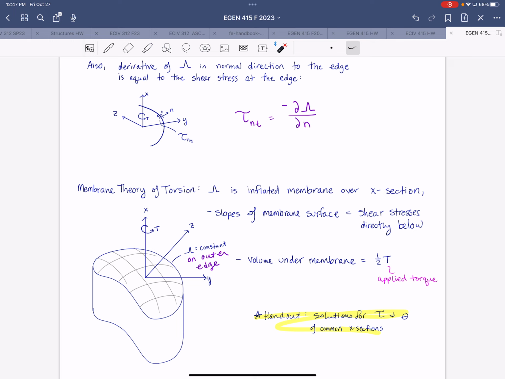Neat. There's no shear on the edge of something, right? So the free edge of a cross-section, well, that's true for vertical shear. Yeah, for vertical shear. For torsion, it's different, right? For torsion, you're going to have the maximum shear stress on the outer edge, 0 shear stress at the centroid.